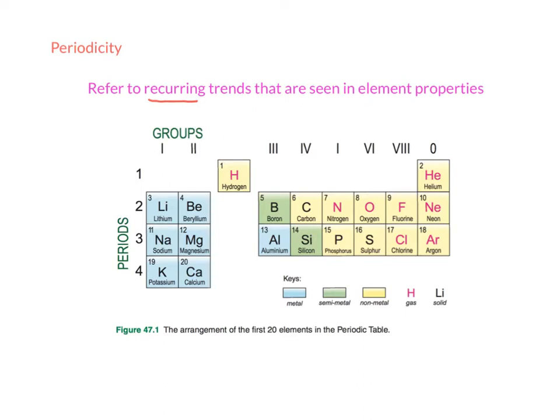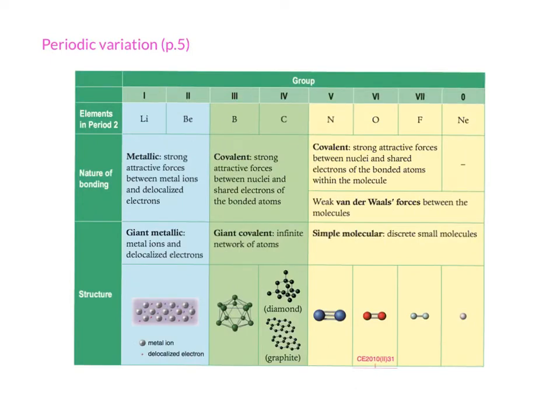Okay, so for periodic variation, you can refer to page 5. In this section, we're going to talk about two of them. The first one is the nature of bonding. For the nature of bonding, you can have a look at the period 2 elements first. You'll find that for lithium and beryllium, they will have metallic bonds because these two are metals. Then after that, we'll move to the non-metal section. These are the non-metals.